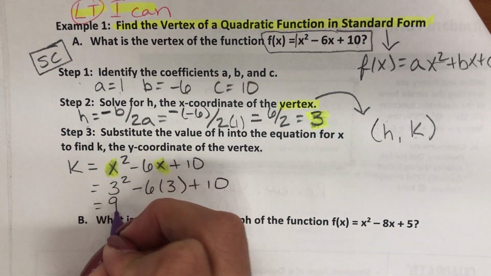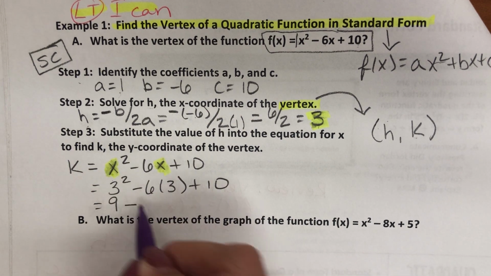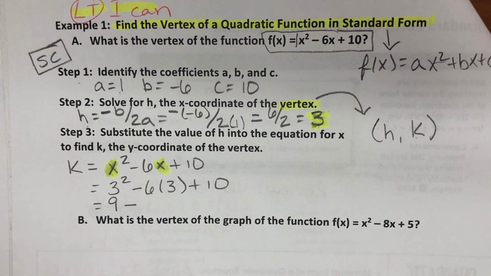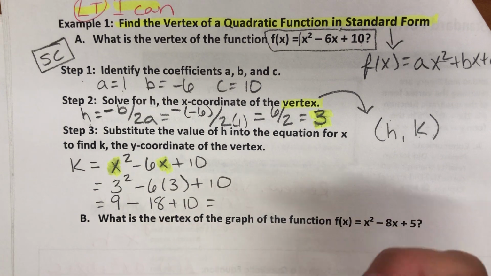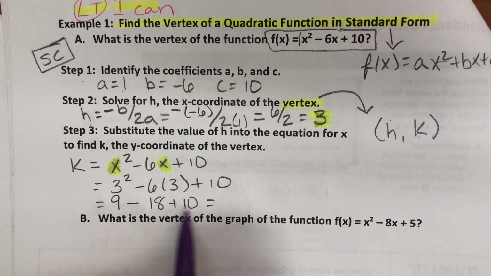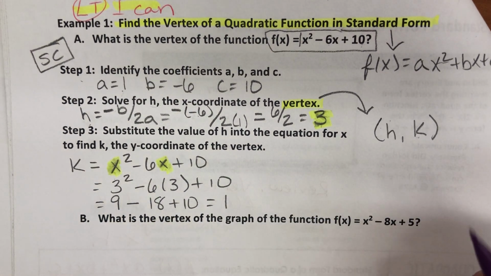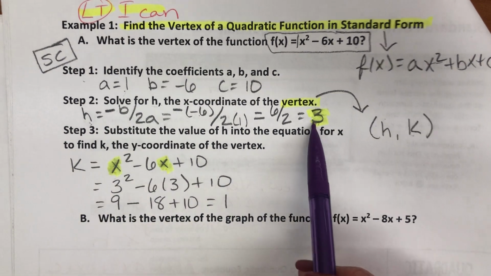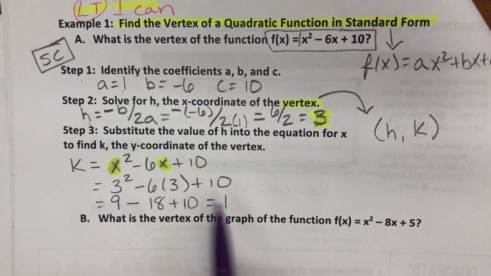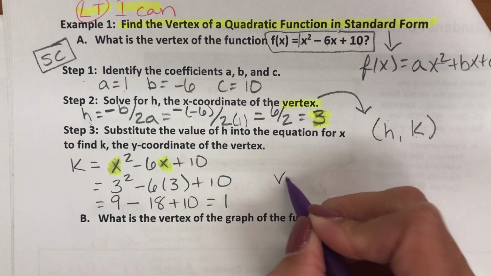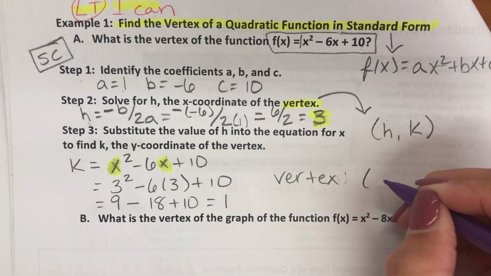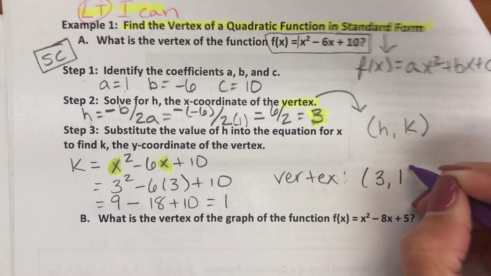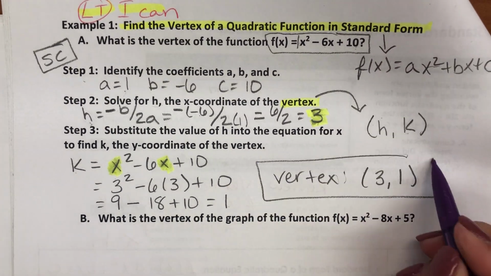So 3 squared is 9, and then minus 6 times 3 is 18, and then plus 10, which simplifies down to -9 plus 10, so 1. So I have h is 3, and k is 1. So I'll put that all together to find the vertex. That would be (3, 1), and that's the answer there.